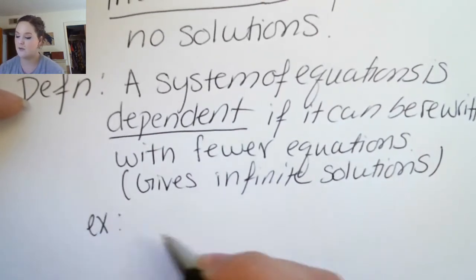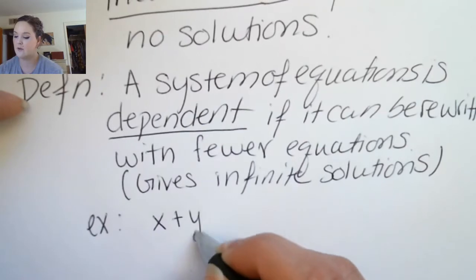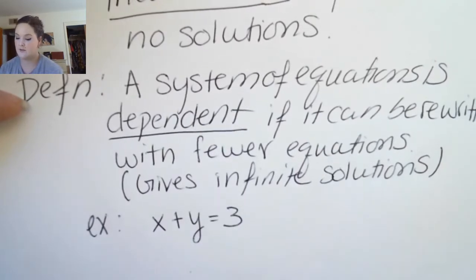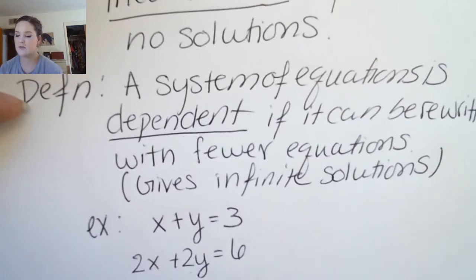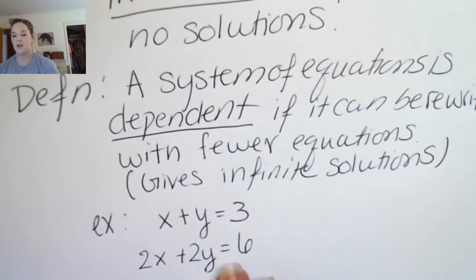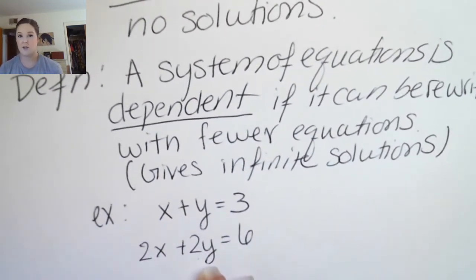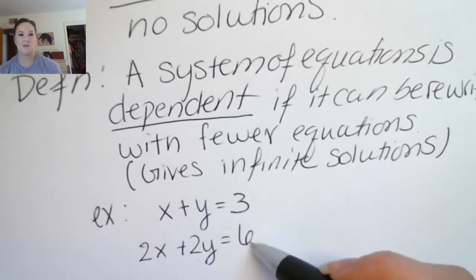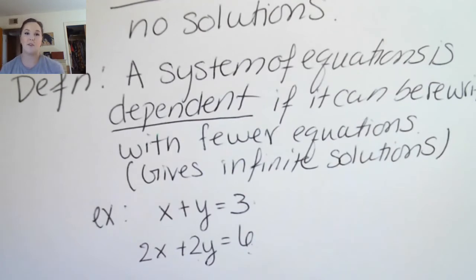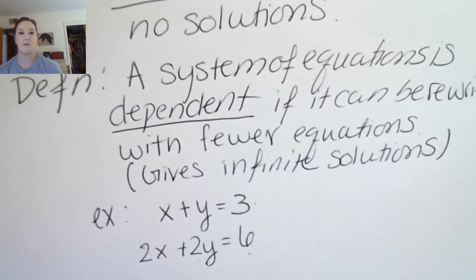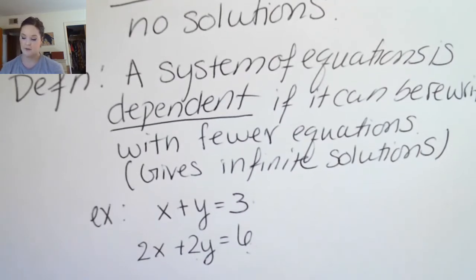So I'm going to give you an example. If you have this, and then you just had 2x plus 2y equals 6. This second equation isn't adding any additional information because it's really the same as this first equation, right? And so this is a perfect example of a dependent system, okay? And these dependent systems will have infinite solutions, okay?